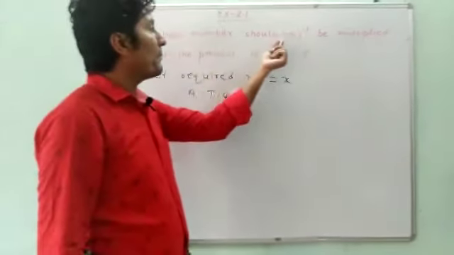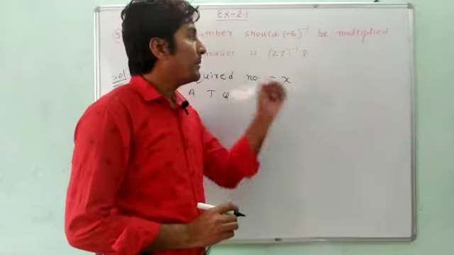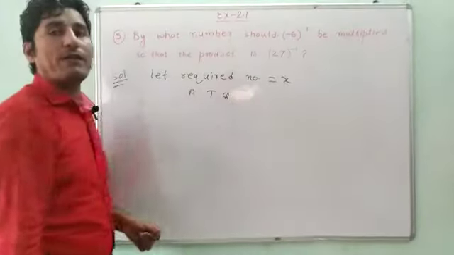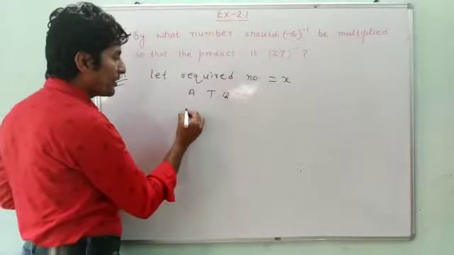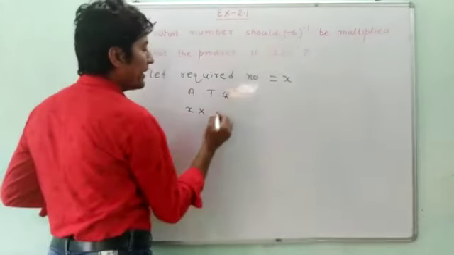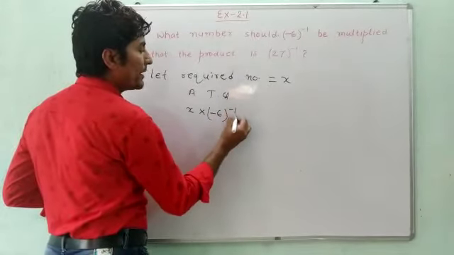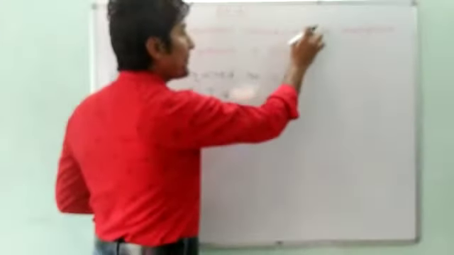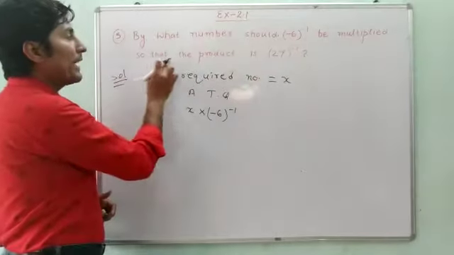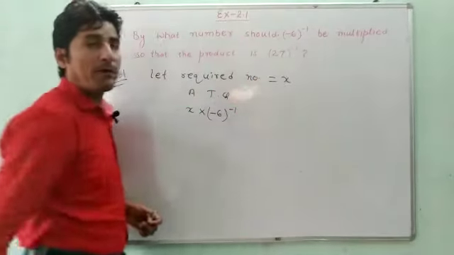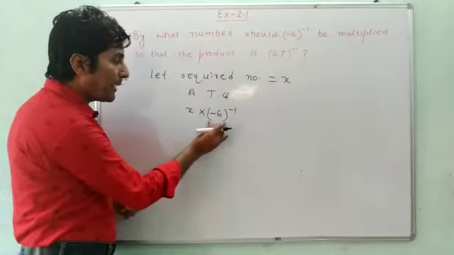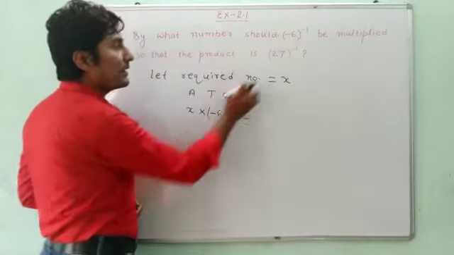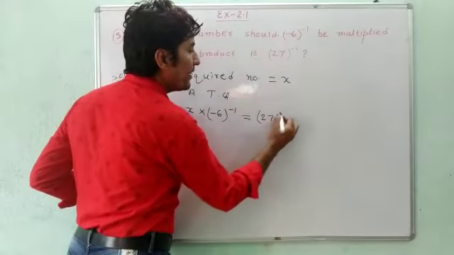Now according to the question, now let us see the question. By what number should minus 6 to the power minus 1 be multiplied? So we are going to multiply minus 6 to the power minus 1 with x, because the required number we have assumed x. So according to the question, we can write here x multiplied by minus 6 to the power minus 1. Again let us see the question. By what number should minus 6 to the power minus 1 be multiplied so that the product is 27 to the power minus 1? Means whenever we are multiplying minus 6 to the power minus 1 with a certain number, then the product of these two numbers equals to 27 to the power minus 1.